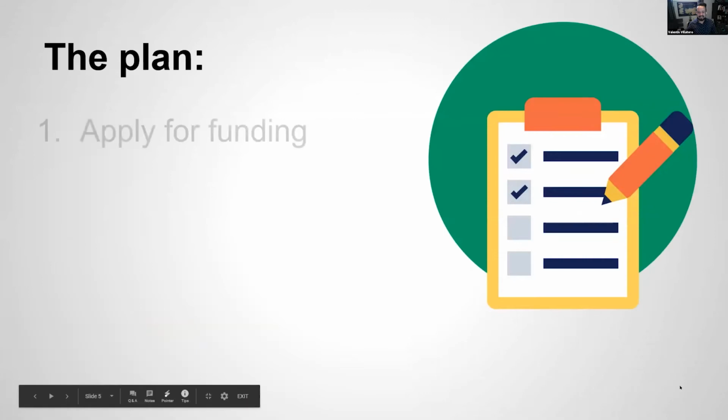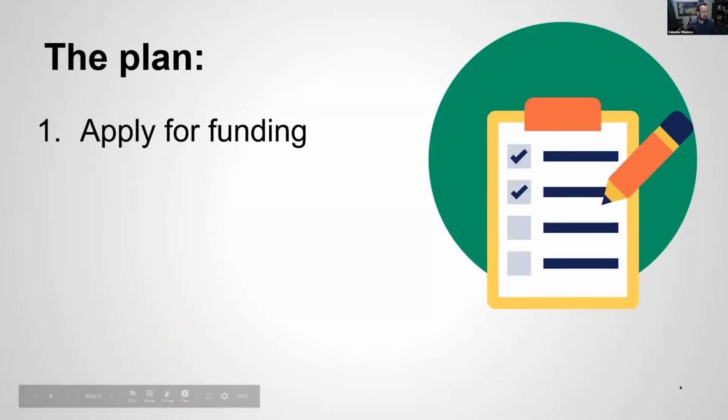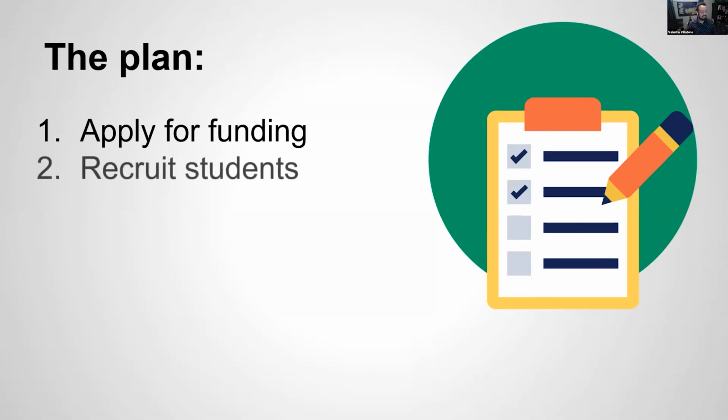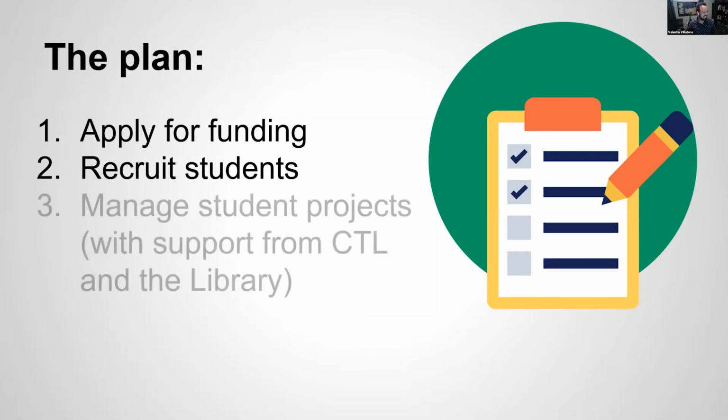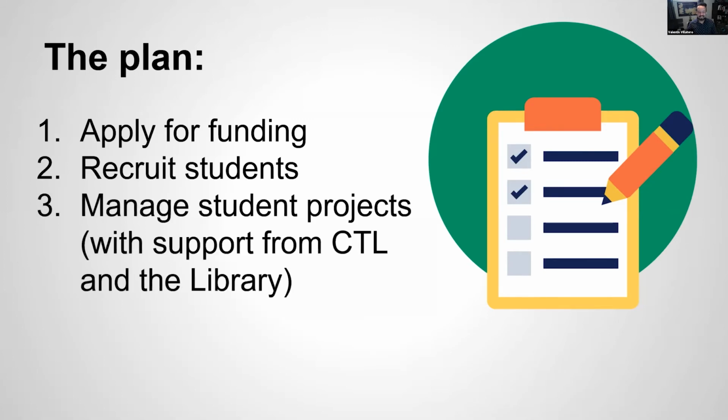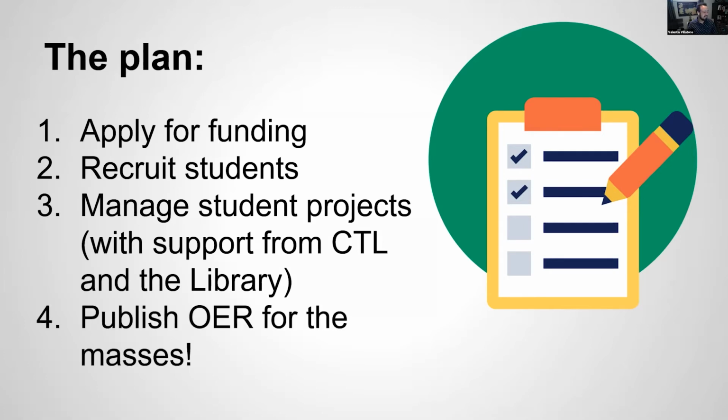So this is the plan. We would set out to apply for funding because, like I alluded to earlier, resources were scarce. Recruit students, because that's the best way to multiply your efforts. Manage the student projects with huge support from CTL and the library, and then publish OER for the masses because we didn't want to just keep it behind a paywall at the end of the day and limit others with the same problem that we had.